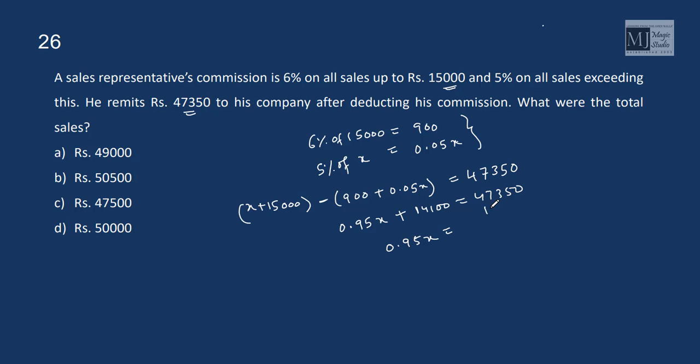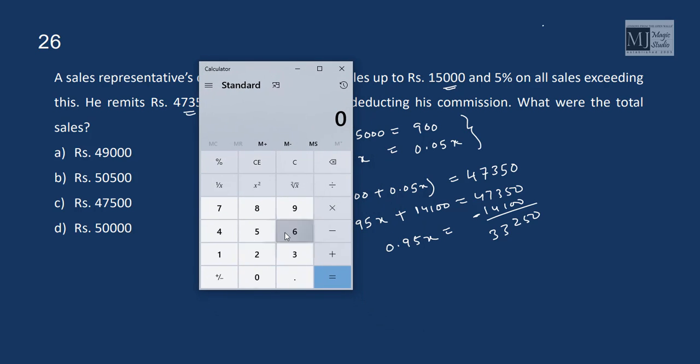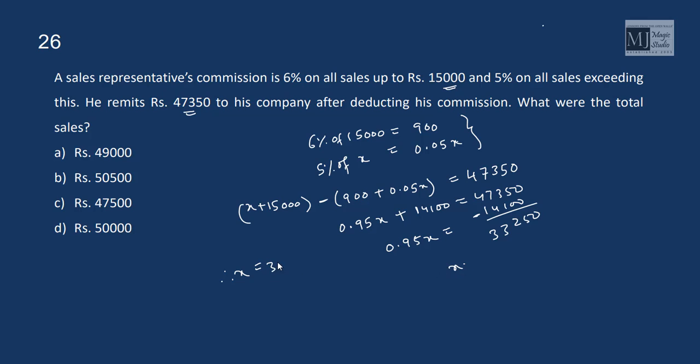0.95x is 14100, I need to subtract, 33250. Okay, therefore x is, I have my calculator here, x is 33250 divided by 0.95, that is 35,000. So x is 35,000. What were the total sales? Total sales are 35,000 plus 15,000, that is 50,000.